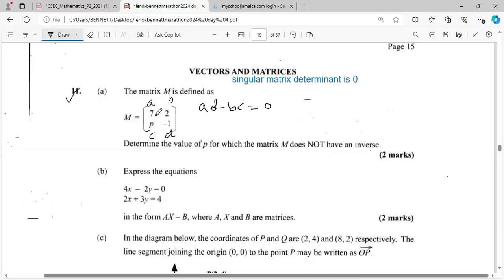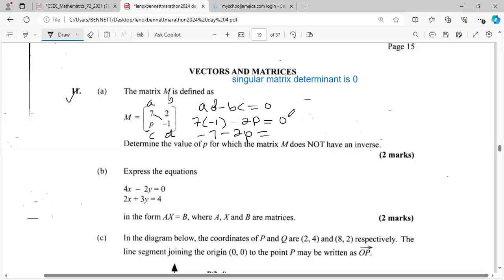So what we do, we multiply 7 times negative 1, and that's A times D, minus 2 times P. You can just write 2P, and that equals 0. The fact that it's equal to 0 means the determinant is 0. That means it's a singular matrix. So once we solve and find the value for P, that's our answer. So 7 times negative 1, that's negative 7, minus 2P equals 0.